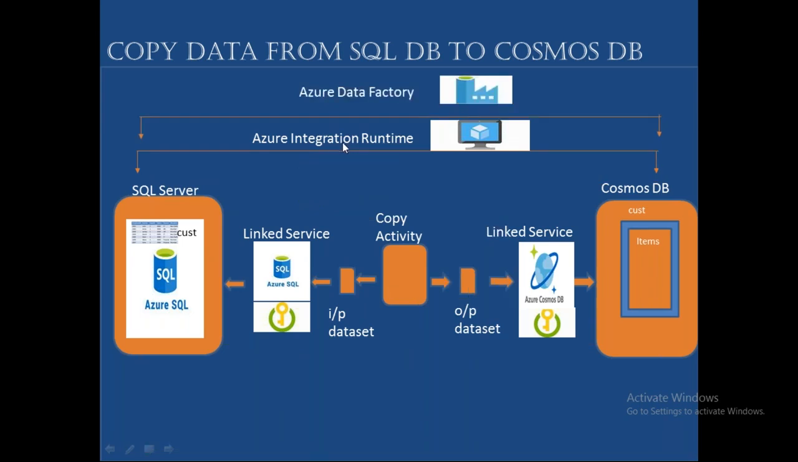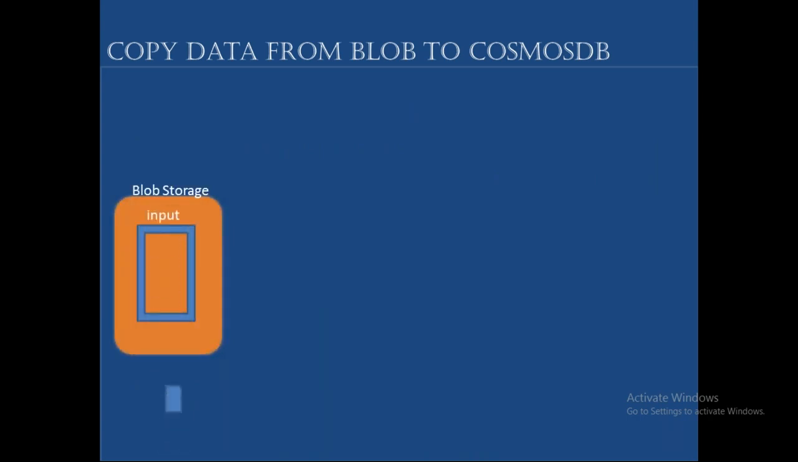This is how the flow of Azure SQL database to Cosmos DB works if you want to move any data. But vice versa is also the same, right? Now if you want to move data from blob to Cosmos DB, the only difference is in blob storage you will have an input, and let's say here you have some JSON file or CSV file, whatever.